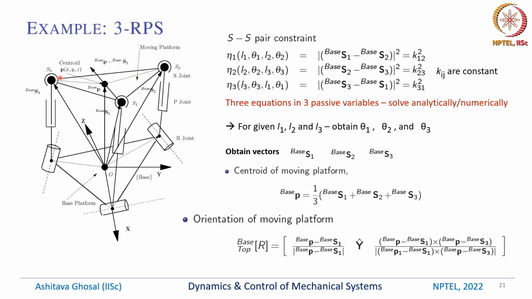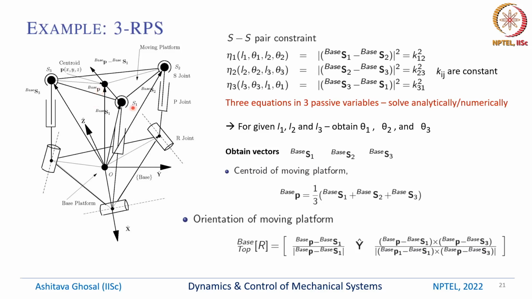The centroid of this top moving platform is one third the sum of these vectors, and that is because we have assumed this triangle to be an equilateral triangle. If it is not an equilateral triangle, then there will be some relationship between the 3 vectors or the 3 points. The orientation of the moving platform can also be found once we know theta 1, theta 2, theta 3 for a chosen L1, L2, L3. Again, we have these vectors, from S1 to P. So what is S1 to P?